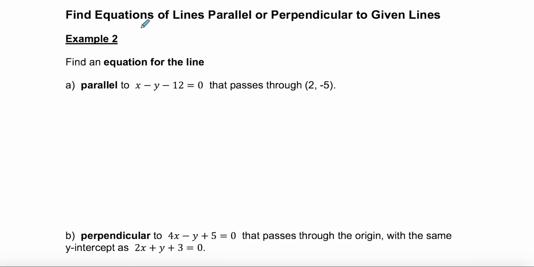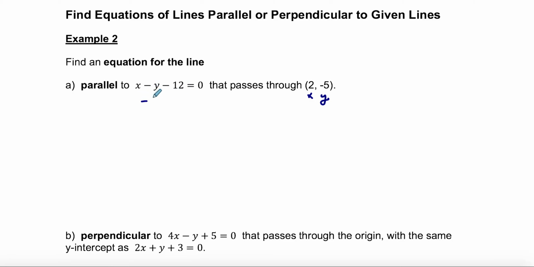Find equations of lines parallel or perpendicular to given lines. So find an equation for the line parallel to this line that passes through this point. So this point, 2, -5, is going to be on the new line. So think of it this way. We have a new line and we have an old line. The new line, or the one we're trying to find, passes through 2, -5. It's also parallel to this line. So I need to know the slope of this line.